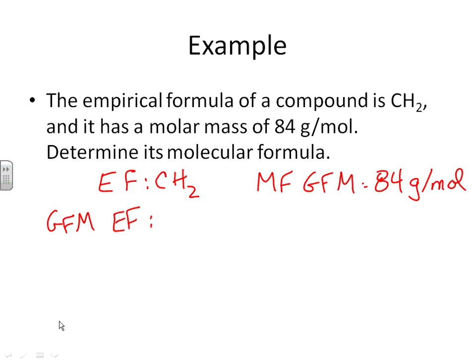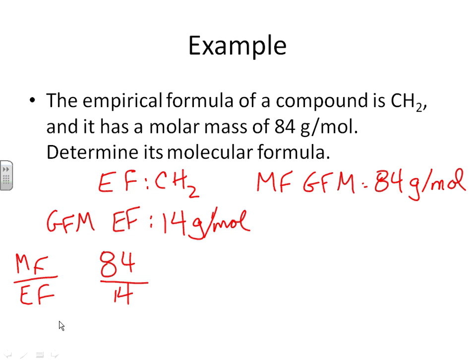Without a calculator, you could easily do this. Hopefully you can see that the gram formula mass of CH2 is 14 grams per mole. So now we are going to compare the two gram formula masses to see how many times bigger the molecular is than the empirical. And we do that just by dividing. It's always going to be molecular divided by empirical. So 84 divided by 14, that's 6. That means that the molecular formula is 6 times bigger than the empirical.